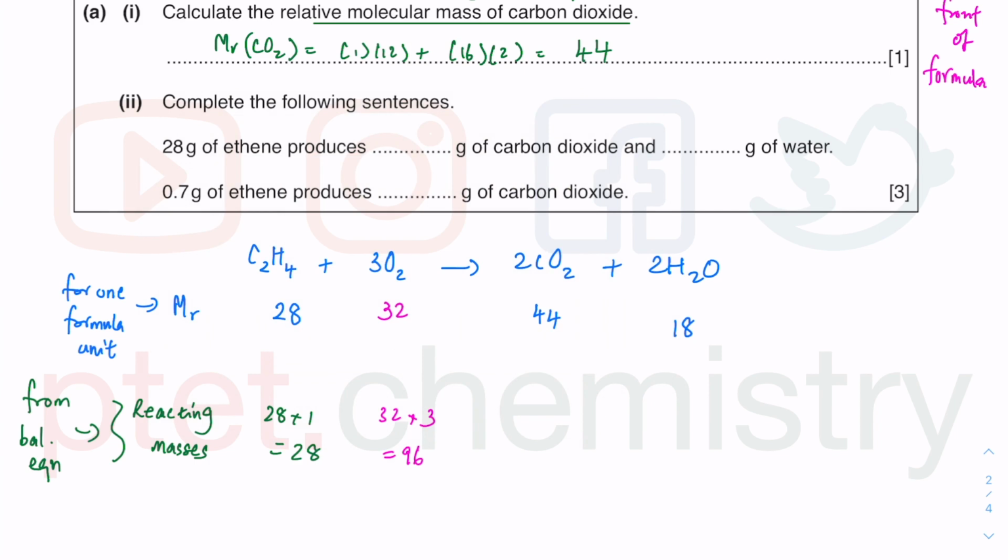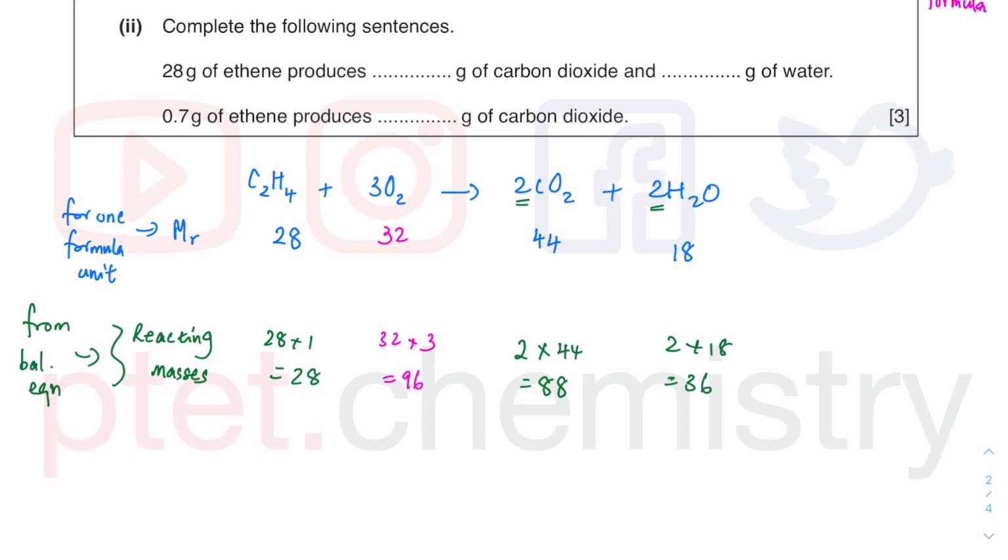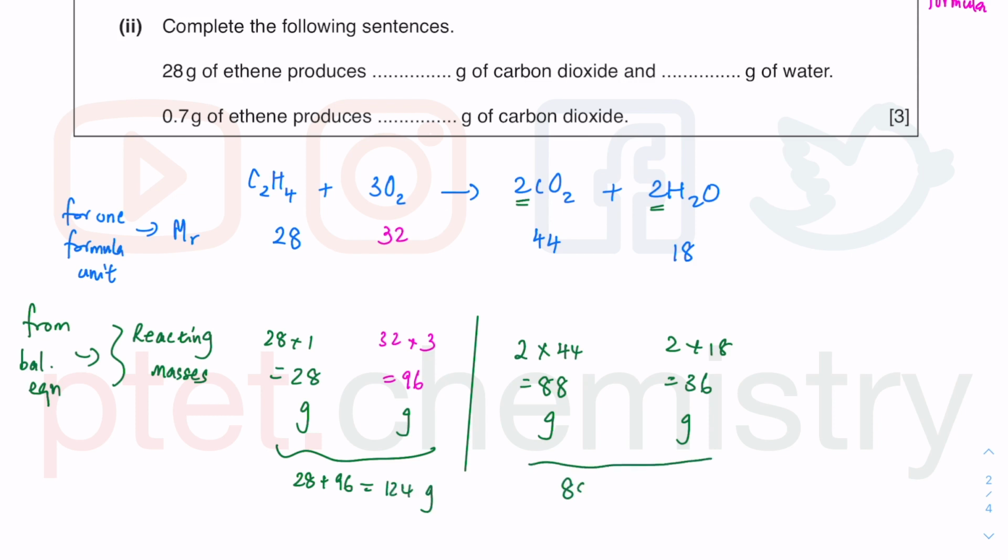The next one, you have 2 of that CO2. So 2 times 44 gives me 88. I have 2 of the water, so 2 times 18 gives me 36. So each of these, you can imagine it as a unit of gram, gram, gram, and gram. When you think about it, all together, 28 plus 96, you get 124 gram. On the right hand side, you get 88 plus 36, and you get 124 gram.